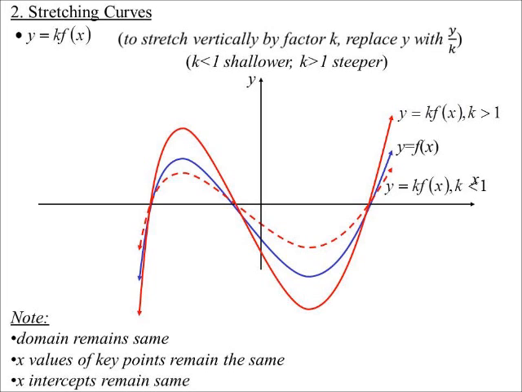So these stationary points, yes the x values are still the same because we haven't done anything with the x, but the y values have changed. So everything's to do with the y, the key things. So the x-intercepts, they don't change, but the y-intercepts, they would.